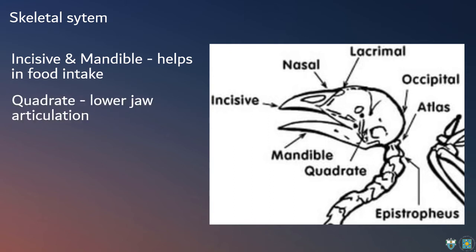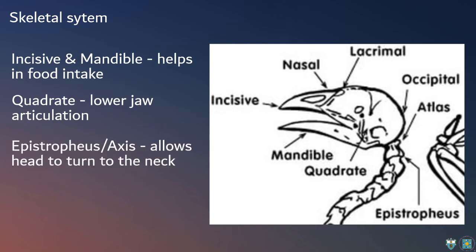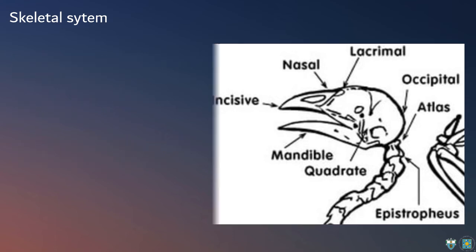Quadrate helps the lower jaw articulation. Epistropheus, also known as axis, is a short projection from the cranial end that passes through the atlas, which also helps in allowing the head to turn onto the neck.